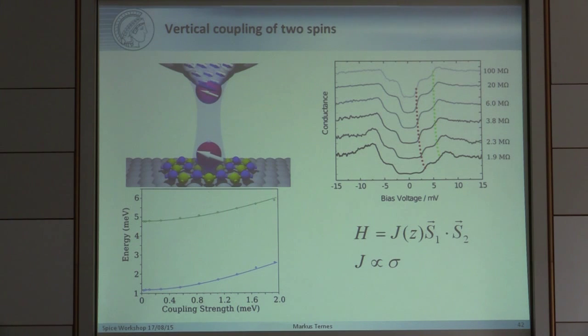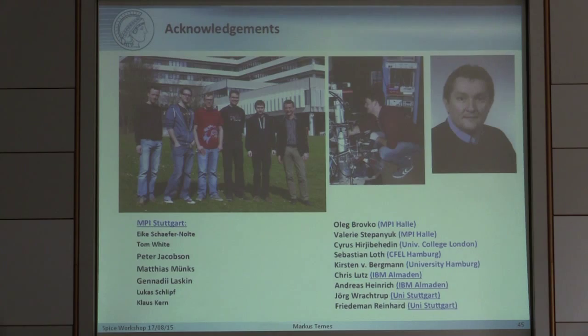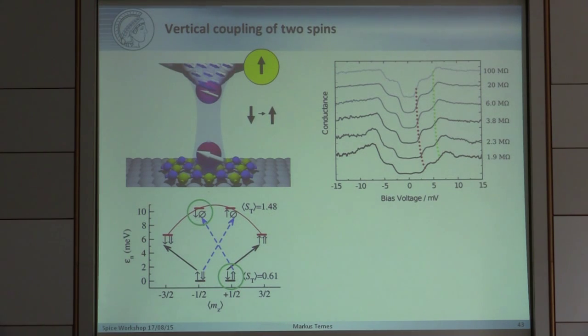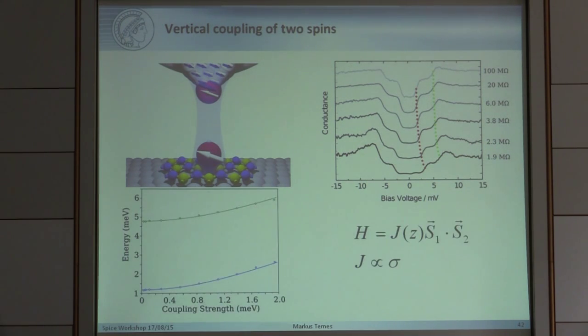This we can fit. We can just look at the position of the steps, and what we see is that we can really nicely understand this with the coupling of the spin one with the spin half. This is the fit, this is the data points of the positions. Interestingly, the coupling J, which depends on Z, as we see, is just proportional to the conductance. So it's really the overlap which we change.